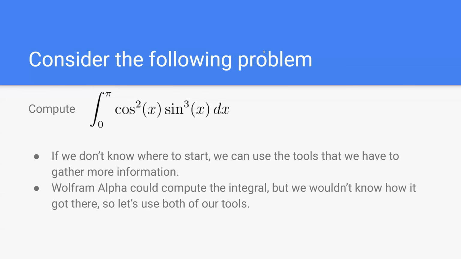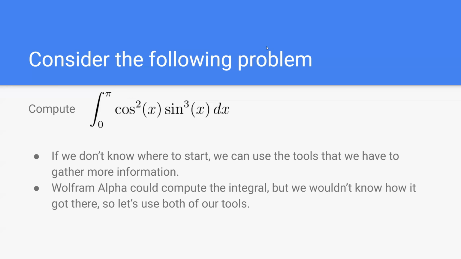Let's start with a problem to illustrate our approach. We'll compute this integral, the integral of cosine squared of x times sine cubed of x from 0 to pi. Take a second to think how you would solve this integral. Some of you may know how to solve this already, but for the sake of demonstration, let's say we don't.